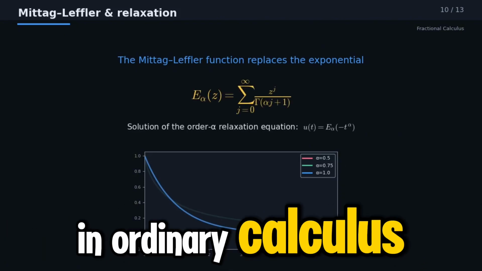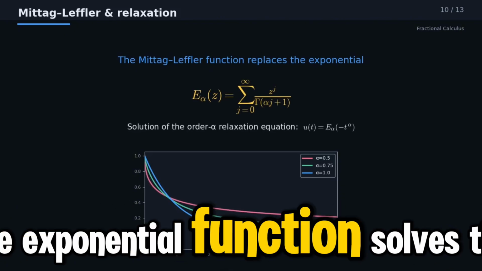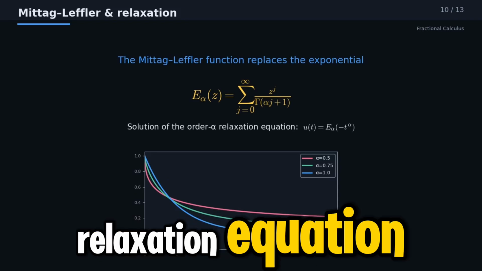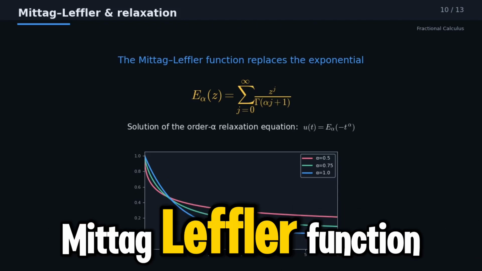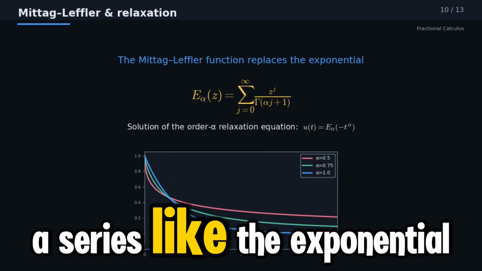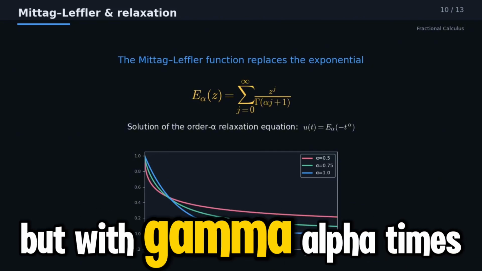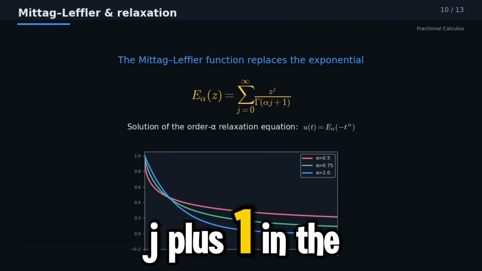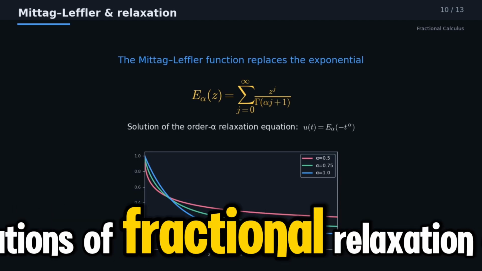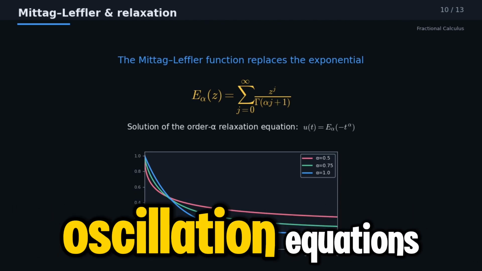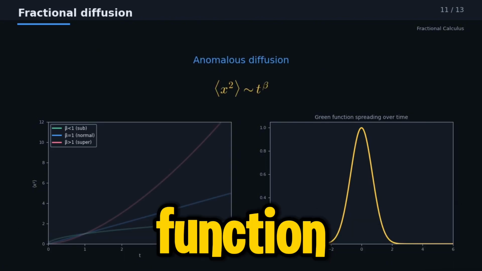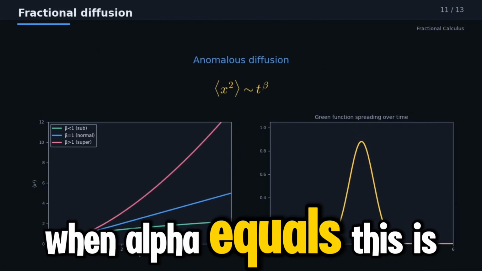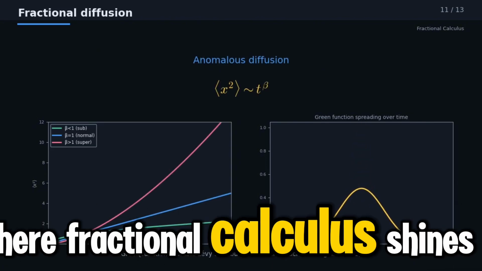In ordinary calculus, the exponential function solves the relaxation equation. In fractional calculus, that role belongs to the Mittag-Leffler function, a series like the exponential, but with gamma of alpha times j plus 1 in the denominator. Solutions of fractional relaxation and oscillation equations are expressed compactly through this function.